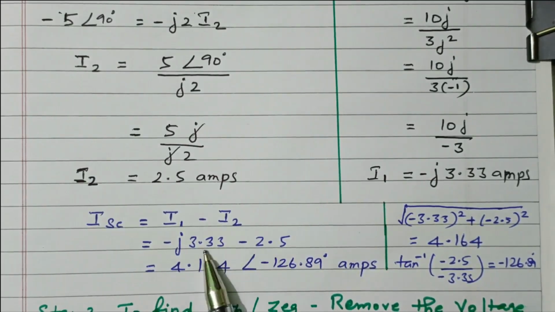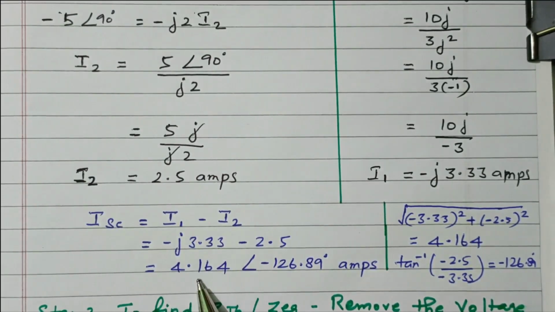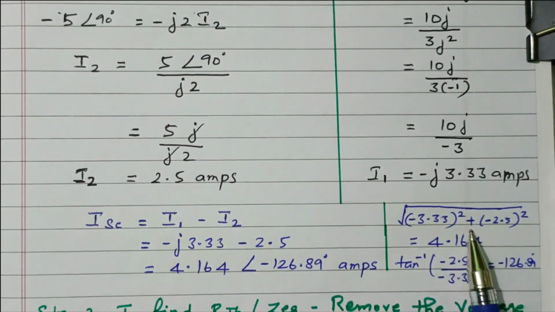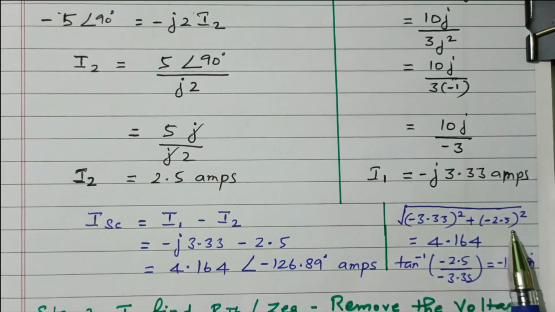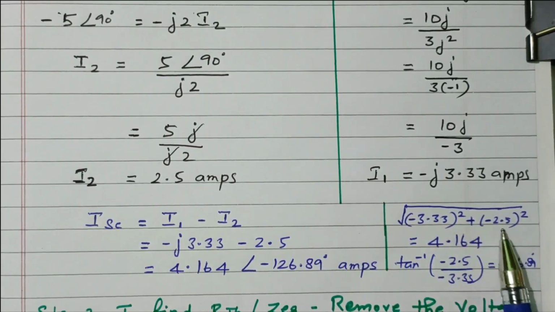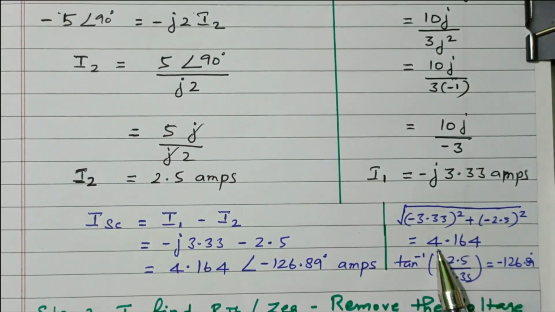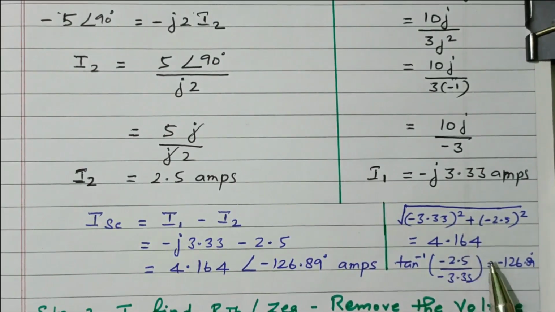So this is available in the rectangular form. That should be converted into polar form in order to get the magnitude and angle. Using a calculator, you can directly convert. Otherwise, the formula is square root of minus 3.33 square plus minus 2.5 square. The real term and imaginary term are squared, added, and we take the square root. So you will get the magnitude 4.164.